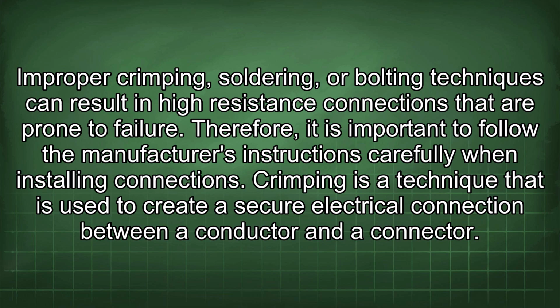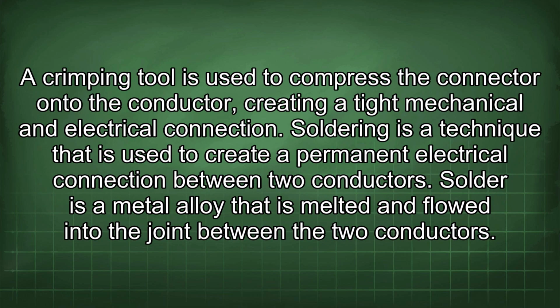Improper crimping, soldering, or bolting techniques can result in high-resistance connections that are prone to failure. Therefore, it is important to follow the manufacturer's instructions carefully when installing connections. Crimping is a technique that is used to create a secure electrical connection between a conductor and the connector. A crimping tool is used to compress the connector onto the conductor, creating a tight mechanical and electrical connection.